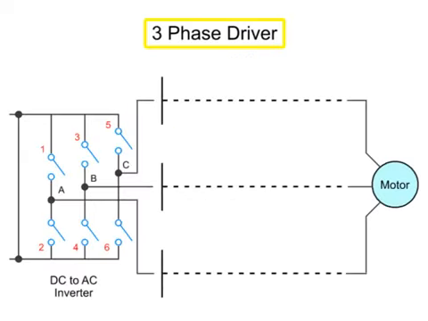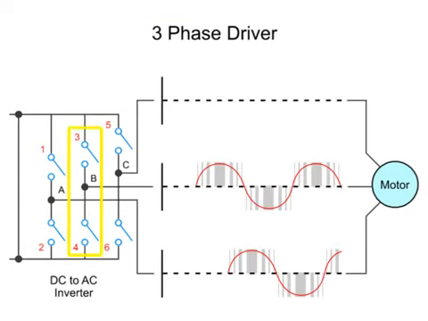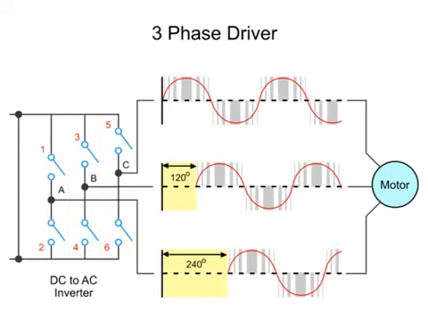In a three-phase drive, the sine waves produced by each pair of inverter switches are 120 degrees out of phase to ensure efficient operation of the motor.